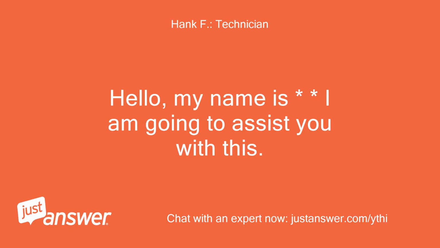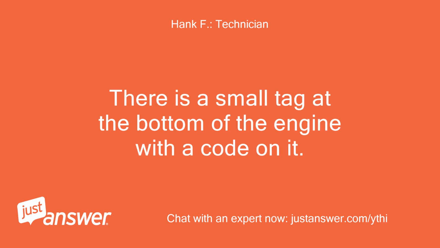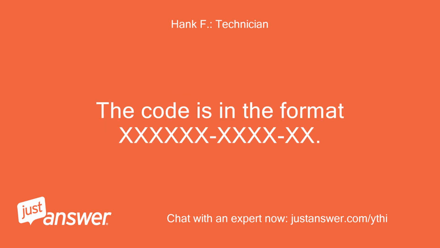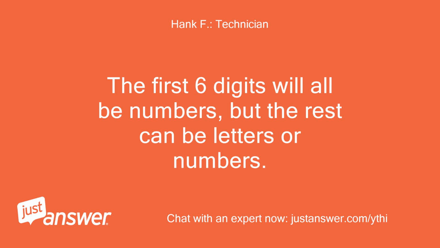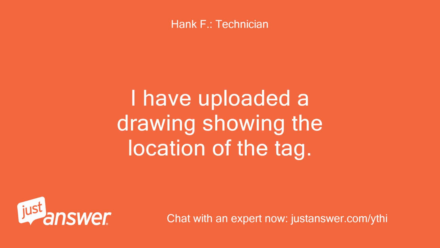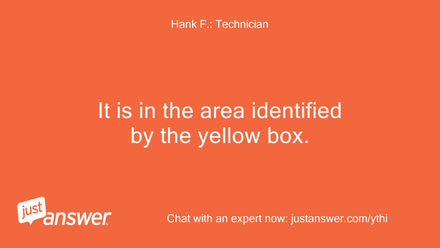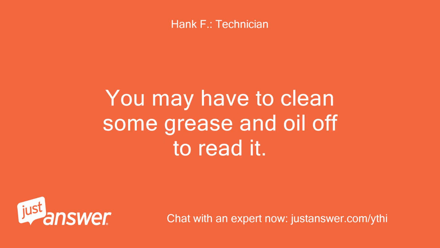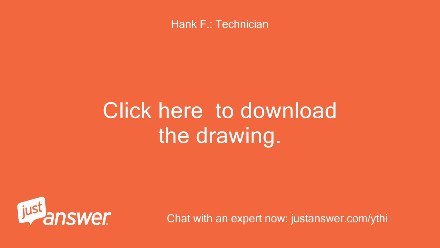I am going to assist you with this. There is a small tag at the bottom of the engine with a code on it. The code is in the format XXXXXX4X20. The first 6 digits will all be numbers, but the rest can be letters or numbers. What is that code? I have uploaded a drawing showing the location of the tag. It is in the area identified by the yellow box. You may have to clean some grease and oil off to read it. Click here to download the drawing.